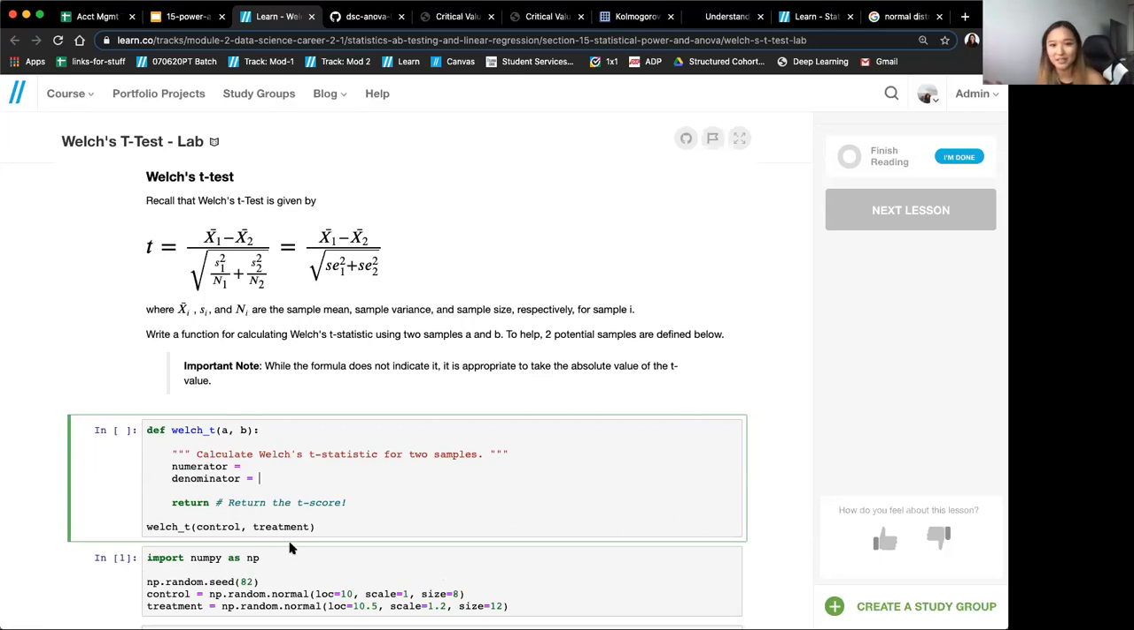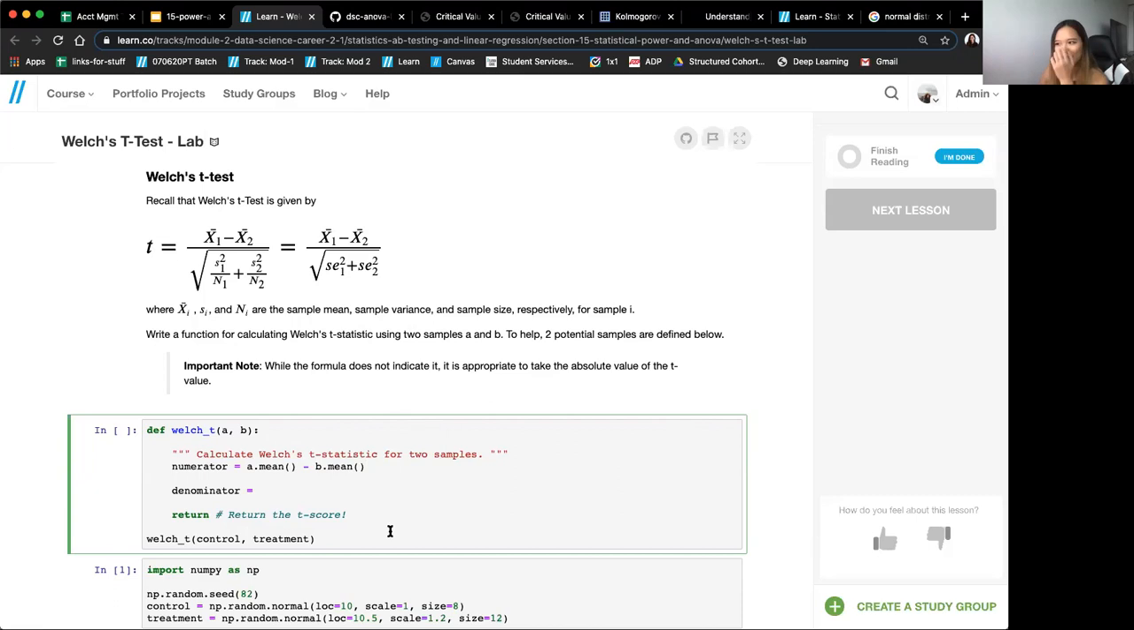And then this just makes it a little bit simpler for me. So for the numerator, we know it's the sample mean of x1, the sample mean of the first sample, minus the sample mean of the second sample. As we know, A and B are each arrays for the respective samples. So it would just be A dot mean minus B dot mean. That's pretty straightforward. This is, I think, where some people get kind of tripped up.